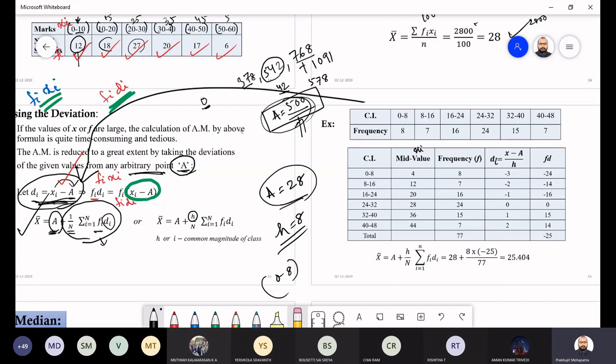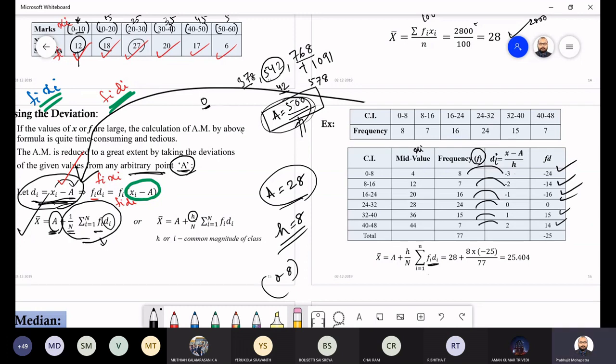What next do we have to do? Multiply di with fi, the frequency. Correct. This is your di, this is your frequency fi. So di into fi, you just multiply. 8 into minus 3, minus 24; 7 minus 2, minus 14; 16 minus 1, minus 16. Like that you just multiply. These are nothing but the fi di.